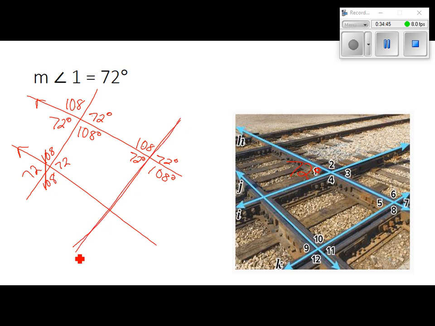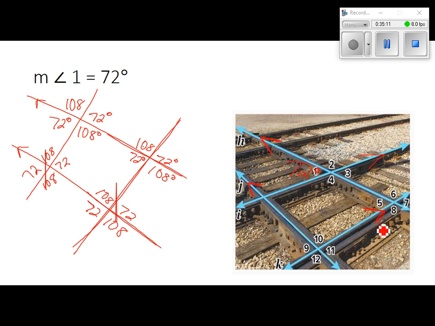We got our transversal here and these two parallel lines. What's this angle? 108. This angle? 72. This angle, 72. This angle, 108. Now that works just because what's true about these two lines? They're parallel. What's true about these two lines? They're parallel.